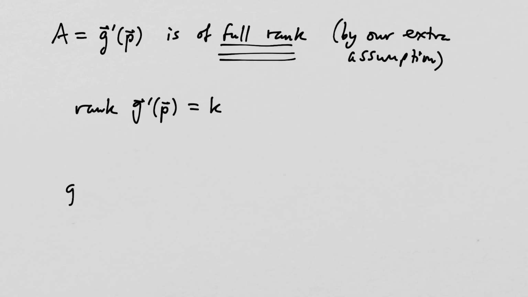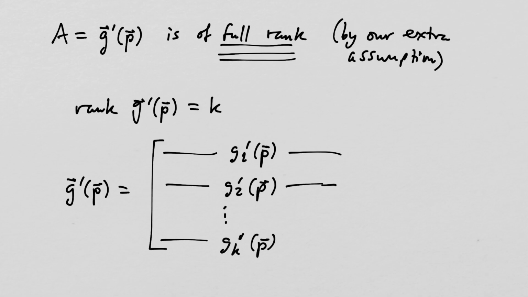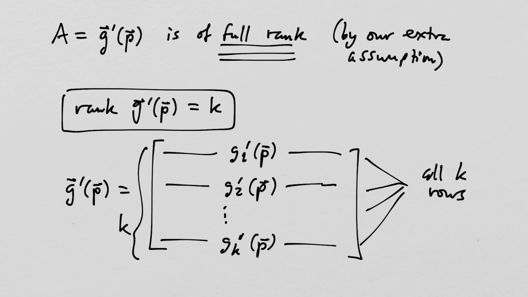Sorry, let me just write down what that matrix looks like. What this matrix looks like in terms of its rows: the first row would be G1 prime of P. Second row would be G2 prime of P as a row matrix. And then GK prime of P. The reason these are row matrices is because G1 is scalar valued, and the Jacobian derivative of a scalar valued function is a row matrix. Anyway, you see that there are k of them. And so because the rank is exactly k, that means all k rows are linearly independent. When the rank is k, it means we have k linearly independent rows. But there are only k rows. Right? The matrix is of size k by d. So, in fact, all k rows turn out to be linearly independent.